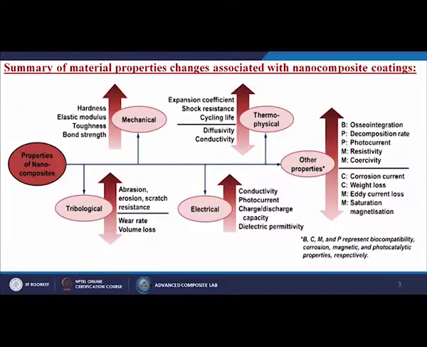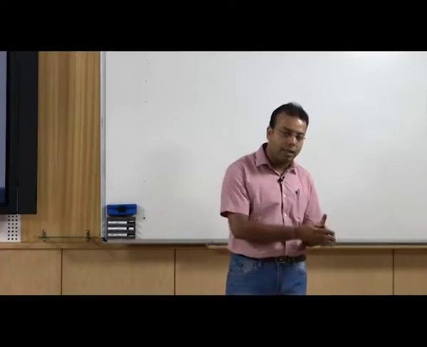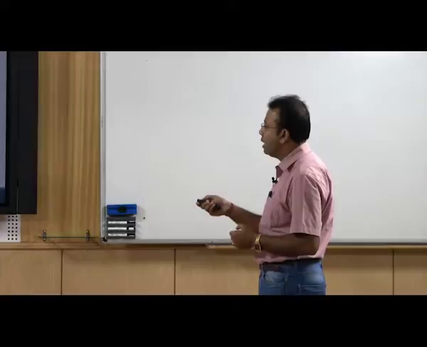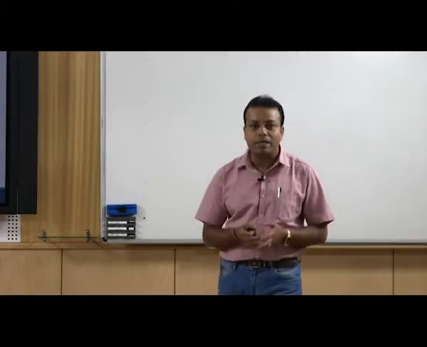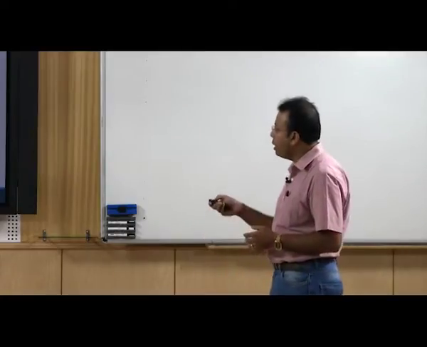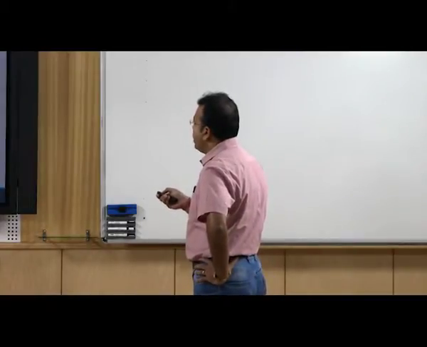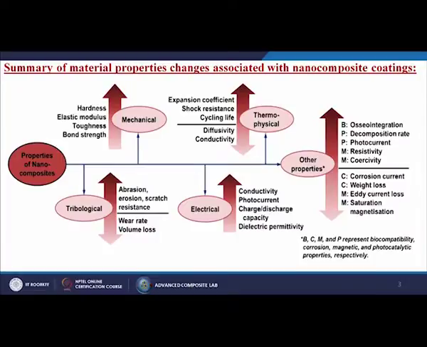It can improve the tribological aspects of those materials in terms of abrasion, erosion, scratch resistance, wear rate, and volume loss. When we talk about electrical properties, it can increase the conductivity, photocurrent, charge discharge capacity, and dielectric permittivity. For the thermophysical properties, where thermal properties are involved, the expansion coefficient, shock resistance, cycling life, diffusivity, and conductivity can be increased. For other properties like osseointegration, decomposition rate, photocurrent, resistivity, coercivity, corrosion current, wet loss, eddy current loss, and saturation magnetization, they may be decreased.